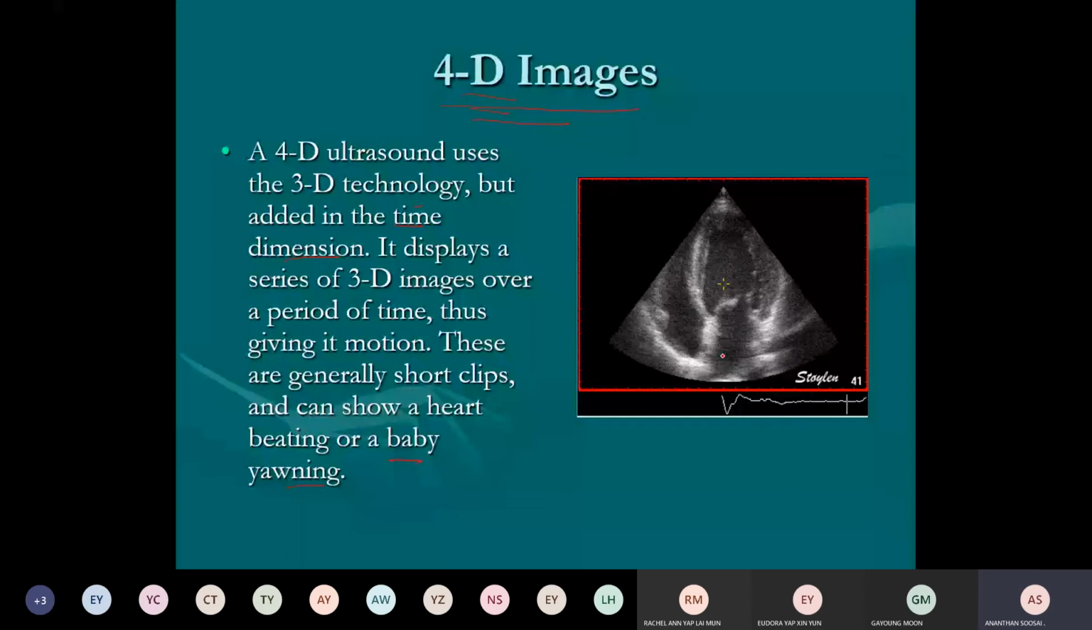So ultrasound gives a very complete view of the development of a baby. Is the brain developing well? Is the heart developing well? Everything can be monitored by using ultrasound.